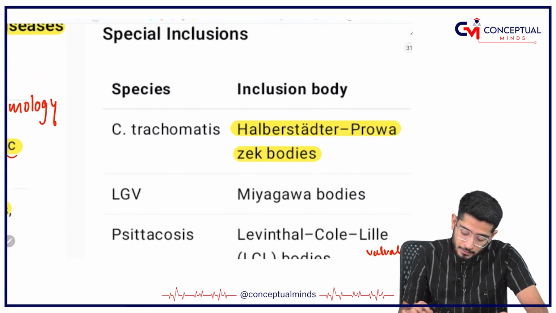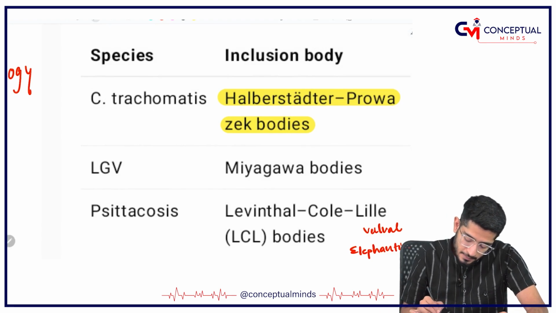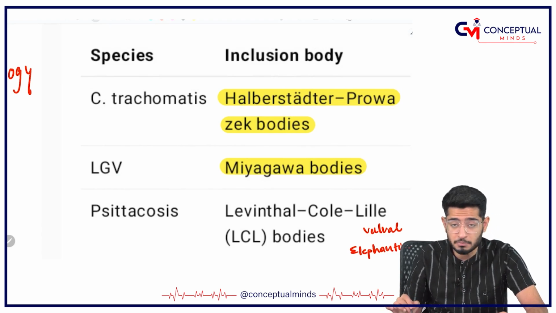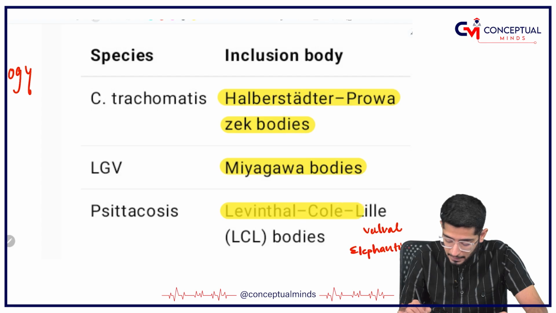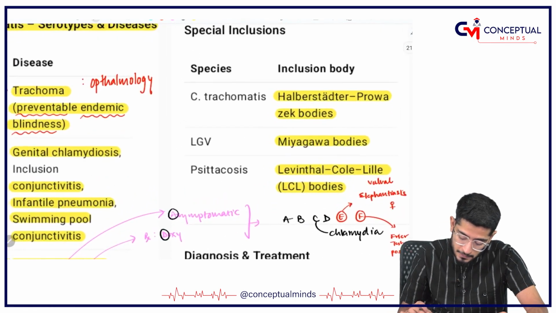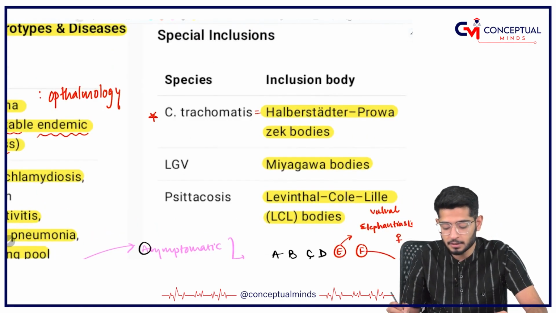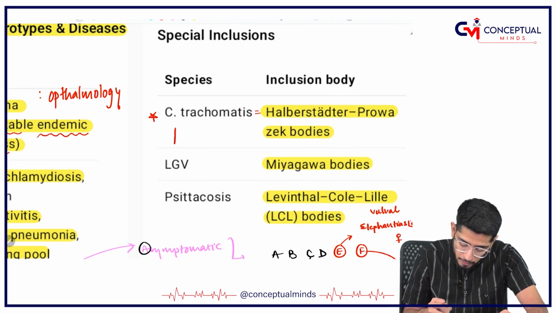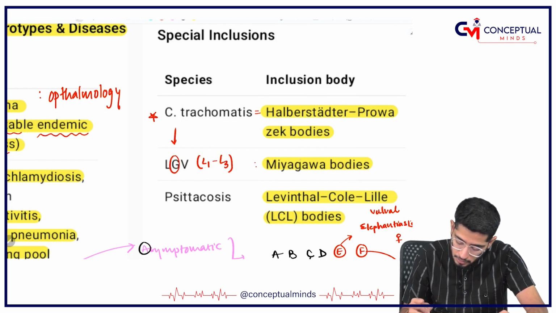Now Chlamydia trachomatis has inclusion bodies called Halberstaedter-Prowazek bodies, and then lymphogranuloma venereum has got Gamna-Favre bodies, and then psittacosis is having what? It is having Levinthal-Cole-Lillie bodies, LCL bodies. So can you see, one is Chlamydia trachomatis, which has got Halberstaedter-Prowazek bodies. Then you have lymphogranuloma venereum, the L1 to L3 strain, which has Gamna-Favre bodies. So G to G you can remember.